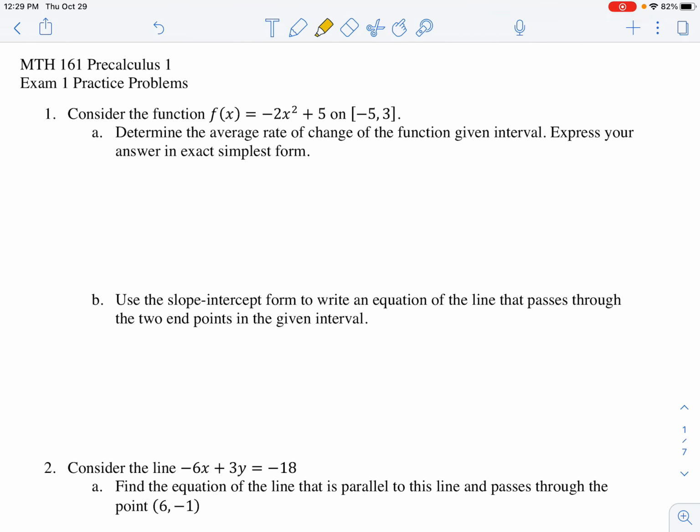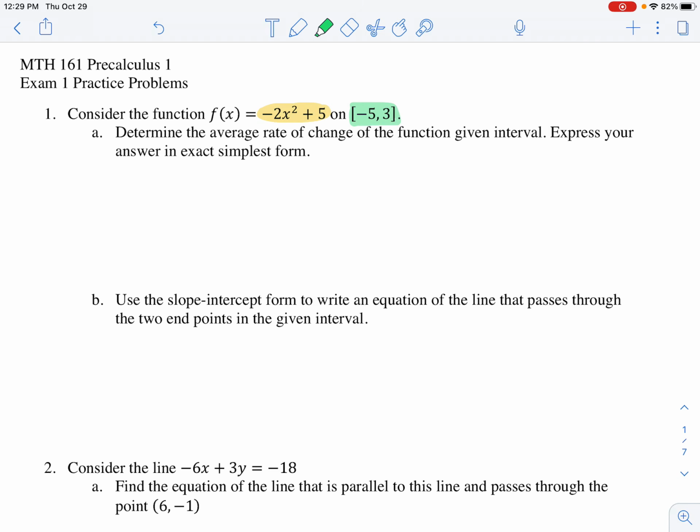All right, so consider the function f of x equals negative 2x squared plus 5. So this is a quadratic function, right? So this is a parabola opening downward. But look, I'm going to give you an interval right here. The interval is from negative 5 to positive 3. So we're not looking at this parabola everywhere on this coordinate plane. We're just looking at from negative 5 to positive 3.